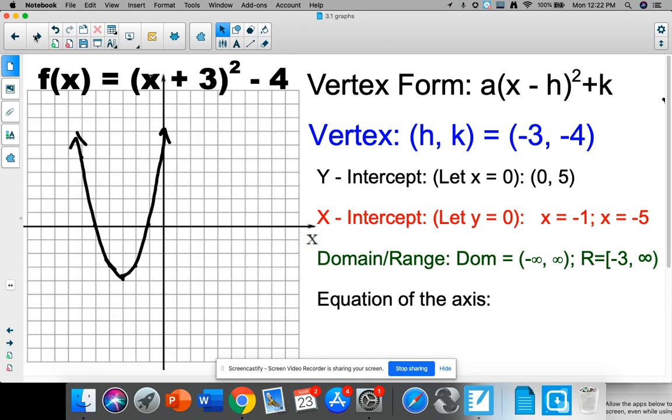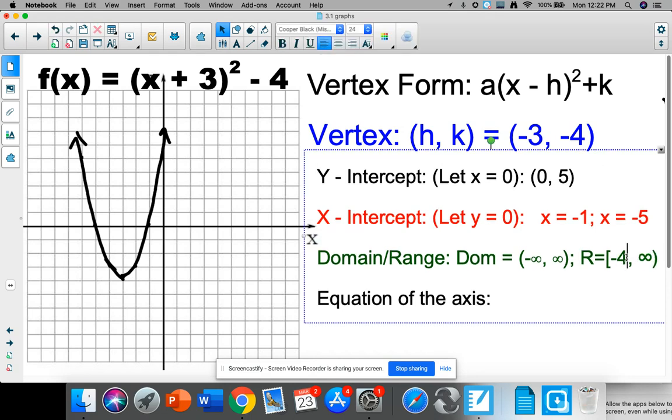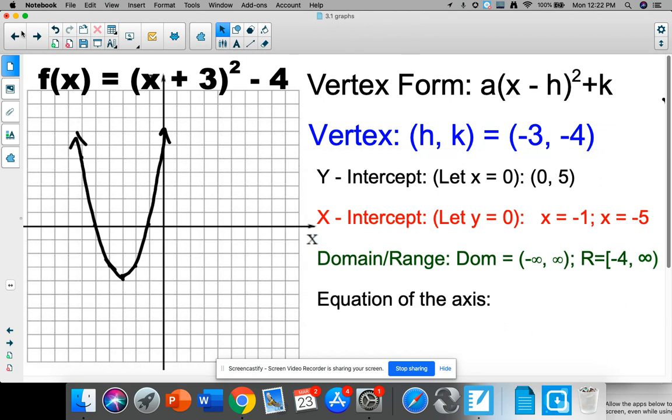Now, how about our domain and our range? Well, our domain is going to be all real numbers. So in interval notation, that's negative infinity to positive infinity. And our range describes the bottom and the top of the graph. Well, the bottom of the graph is at negative 4. So what I have written there is not correct. That should say negative 4 to infinity. The equation of the axis is the pretend line that goes right through the vertex. So it's always going to be x equals h. So x equals negative 3. So there's an example of a quadratic in vertex form.